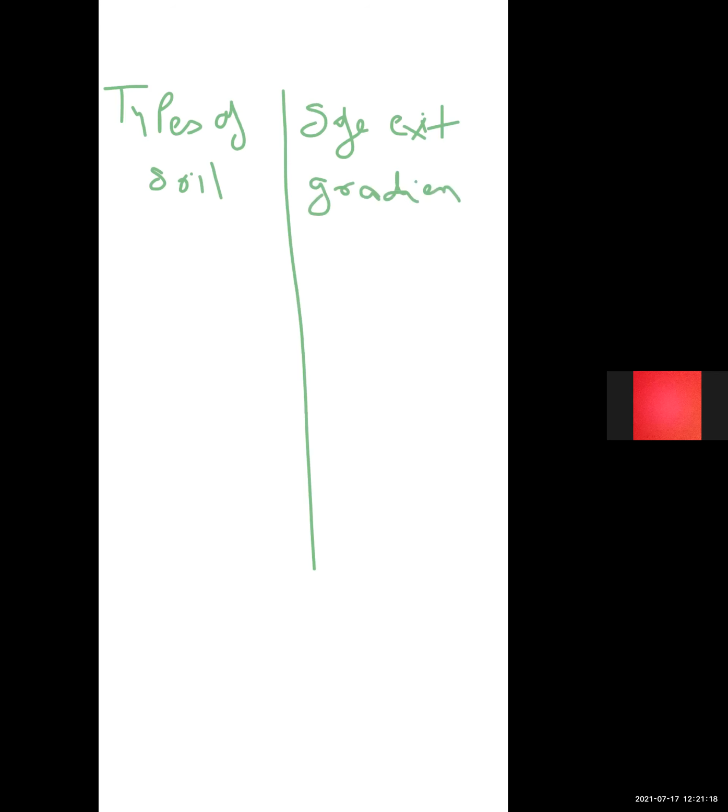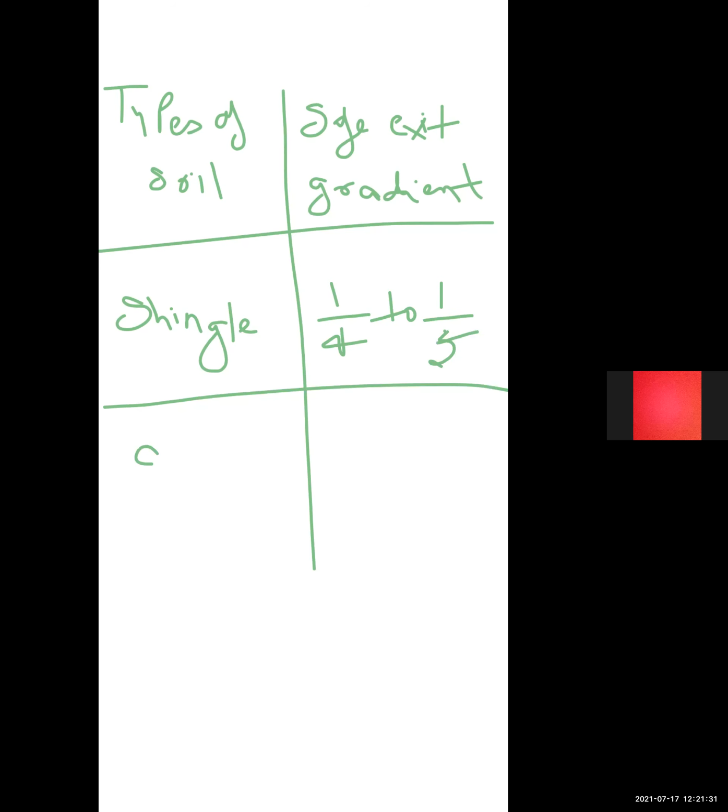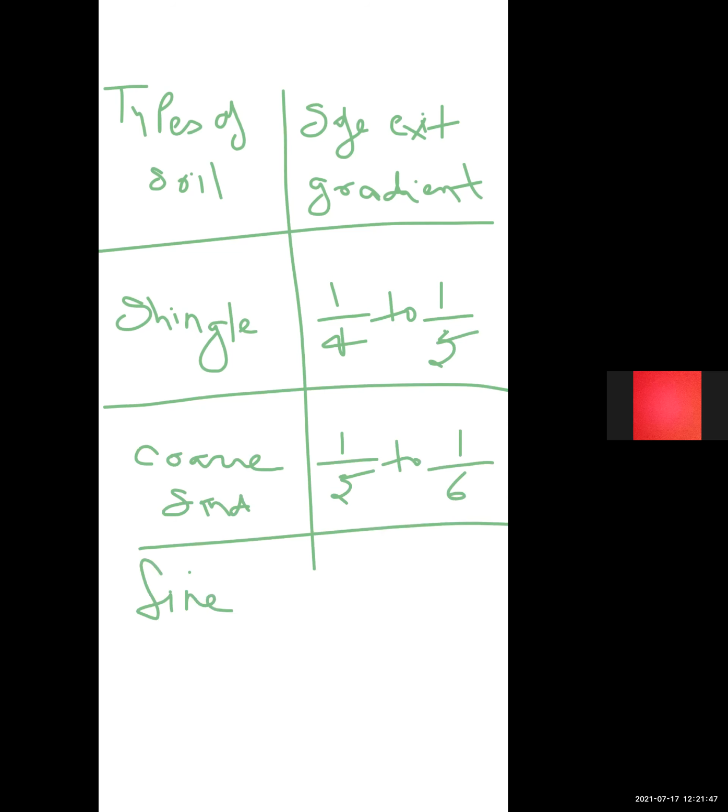Safe exit gradient as per Khosla. For single sand, it is 1 by 4 to 1 by 5. For coarse sand, it is 1 by 5 to 1 by 6. And for fine sand, it is 1 by 6 to 1 by 7.